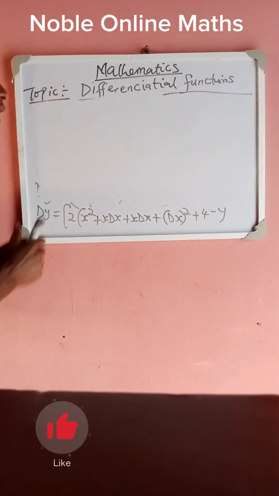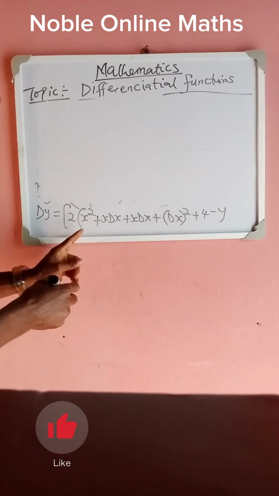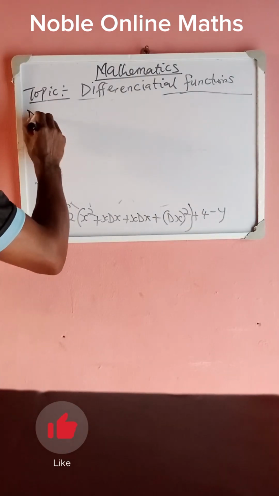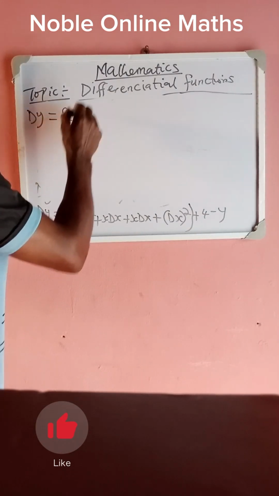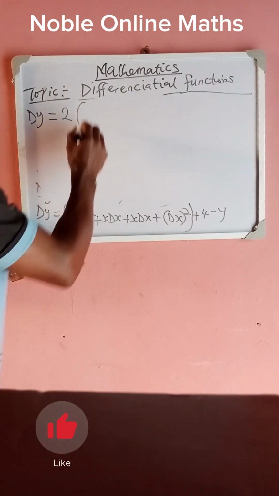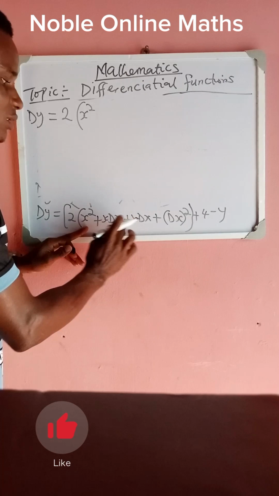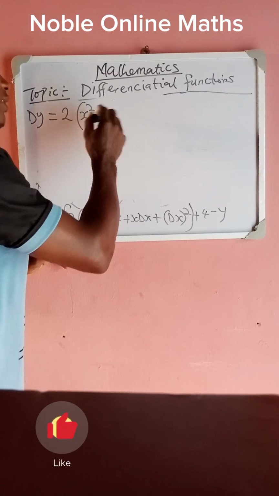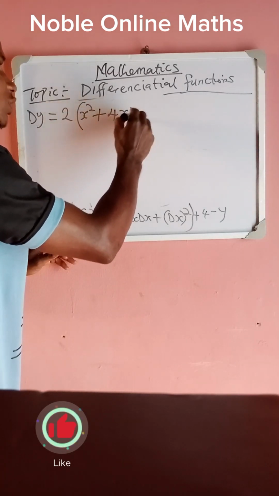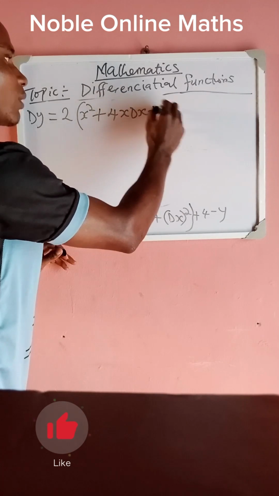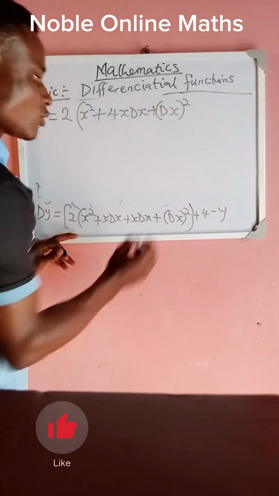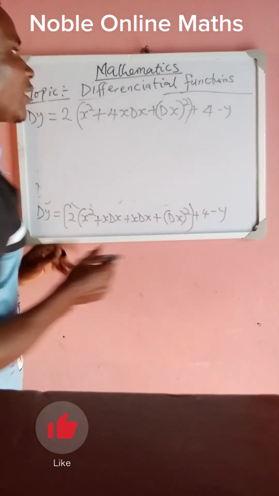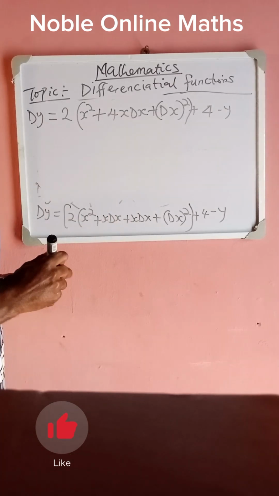Now, simplifying again, what do we have to do now? We have to collect like terms. Collecting like terms, we have change in y is equal to 2 bracket: we have x squared, we have change in x plus x change in x plus x change in x, we have 4x change in x, plus our change in x raised to the power of 2. Then we have plus 4 minus y.